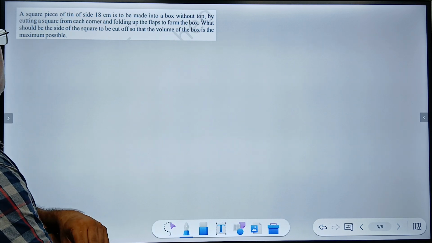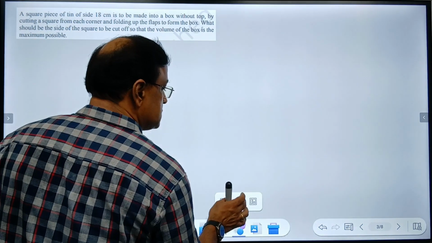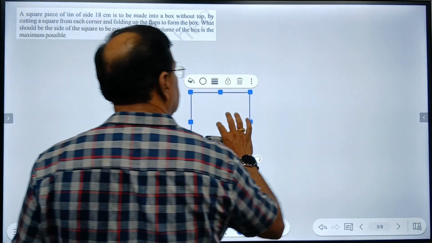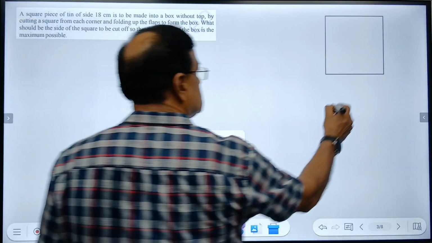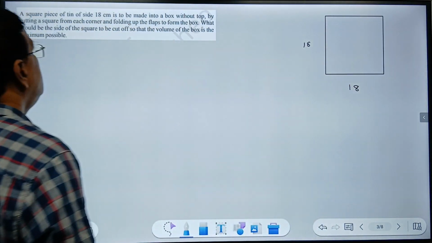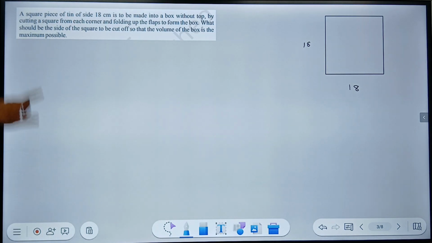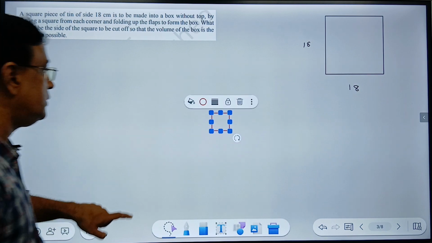Okay, a square piece of tin. So here it is not a rectangular piece, it's a square piece. So a square piece of tin. And what are the dimensions of this? This is 18. And is made into a box by cutting off equal squares. Once again the word equal is missing. So we'll assume it's equal.